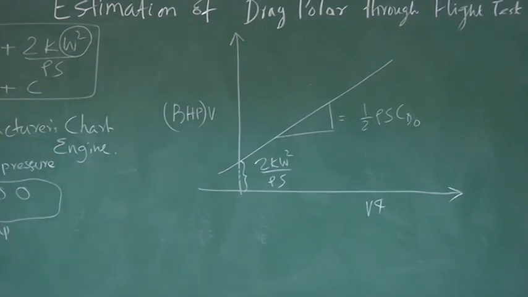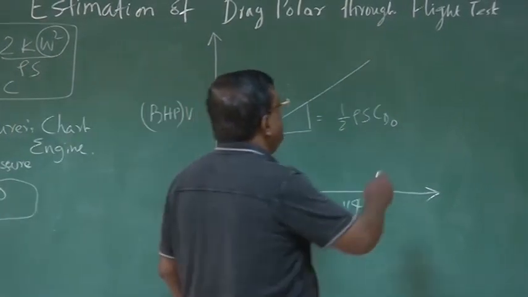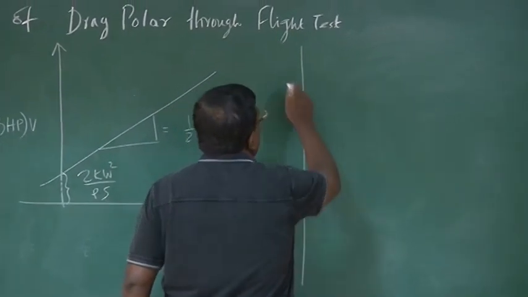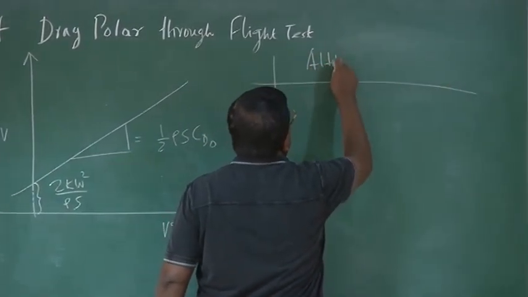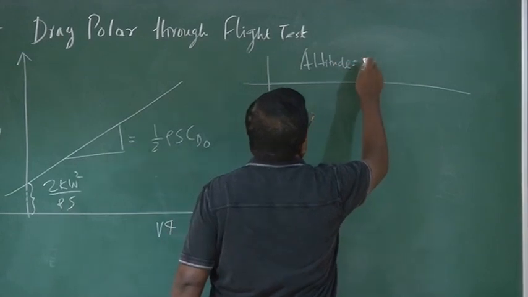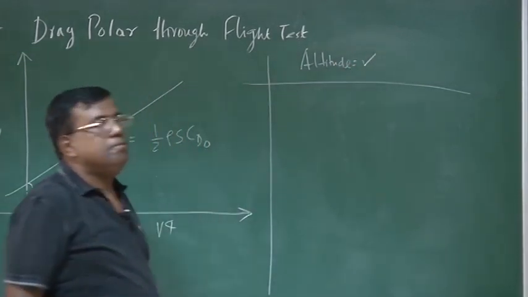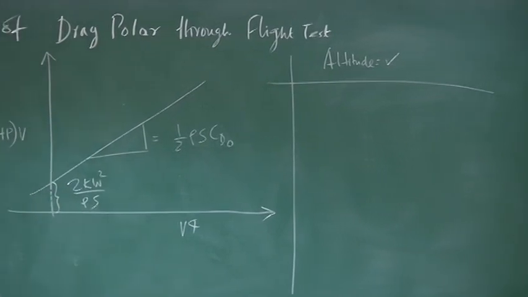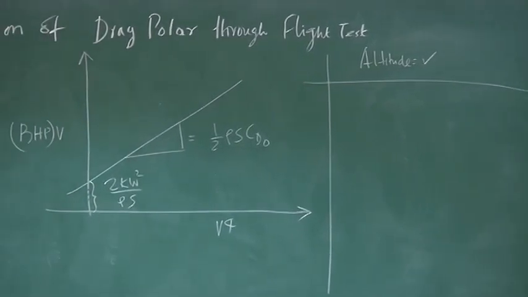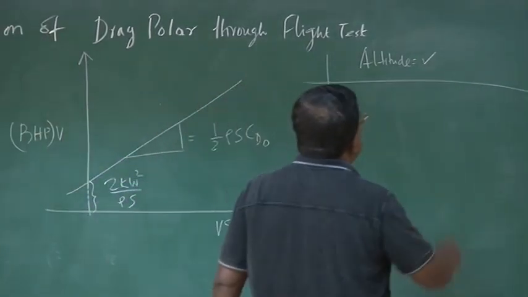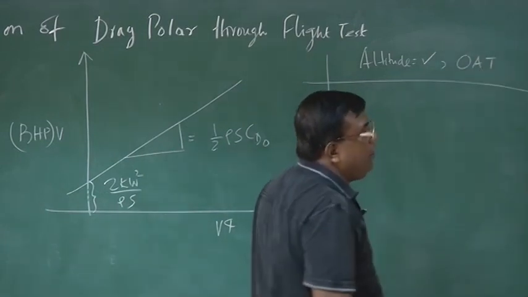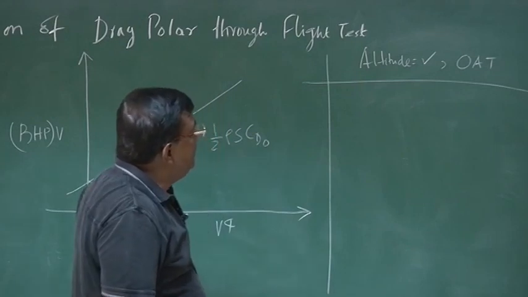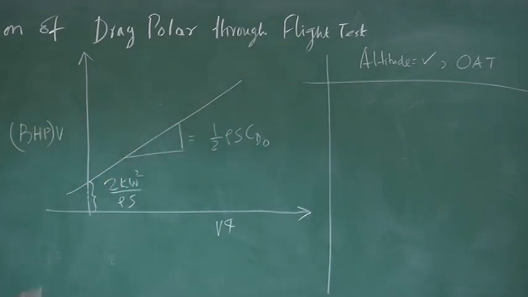So what we should do is go for a cruise flight, and then we note down the altitude. Who will give us altitude? The altimeter. It will give us pressure altitude. Don't forget that. Then I note down the outside air temperature. Again, we have a gauge to measure outside air temperature, so I take this reading.